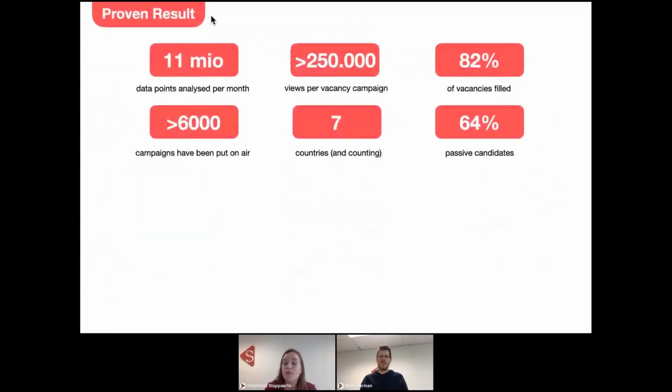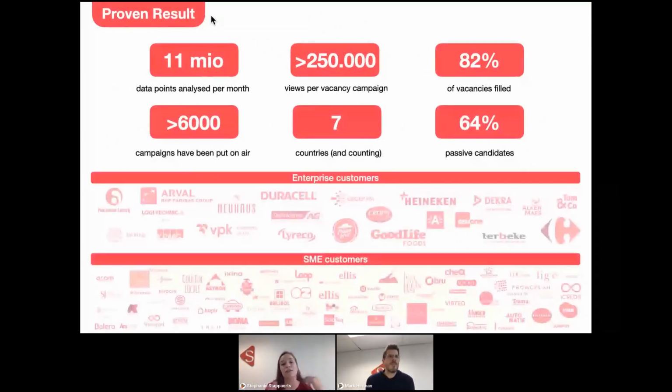Here you can see some proven results. We've done lots of campaigns. Here you can find some of our customers as well. And what is important is we analyze 11 million data points per month, which is, of course, a lot. We have an algorithm behind it, but it is important to have lots of data points analyzed if you're doing recruitment campaigns on social media.